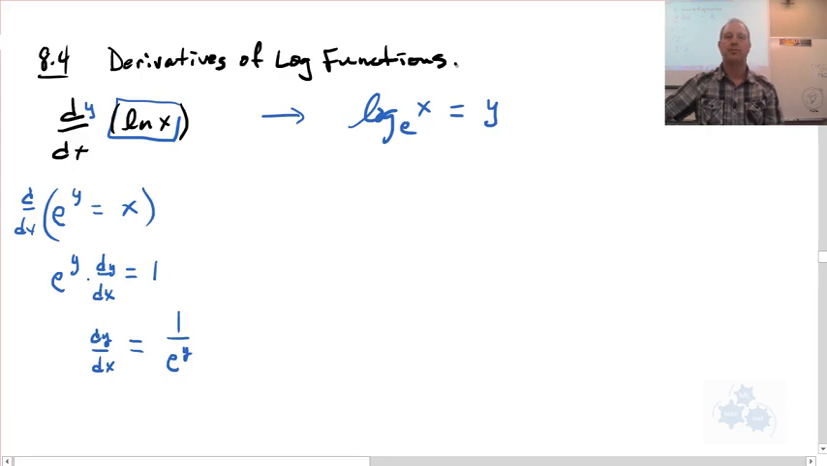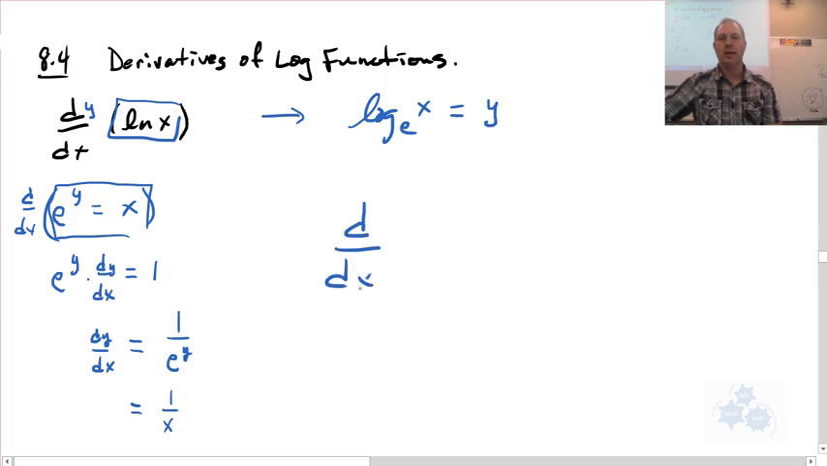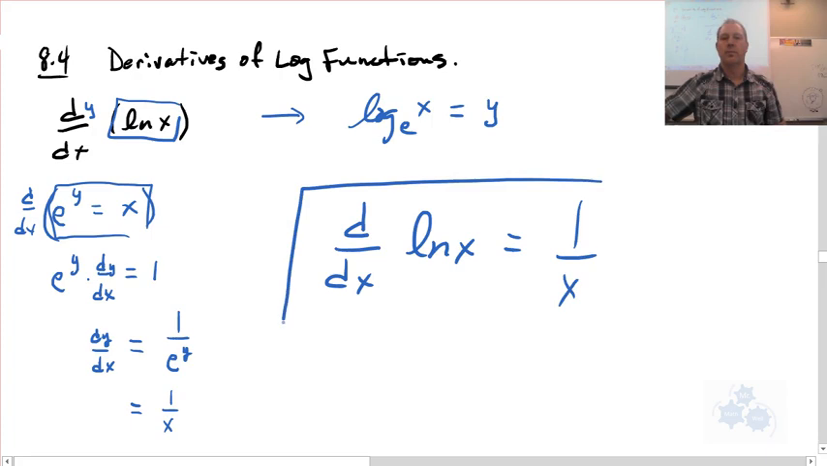Going back to here, e to the y is x. So what do I have? I have the derivative with respect to x of ln of x is 1 over x. It's really nice and easy. Isn't that cool? I think that's cool. That's like teacher cool. Maybe not student cool, but teacher cool.